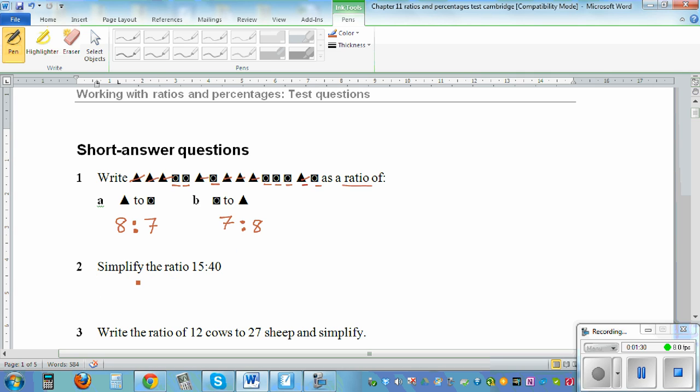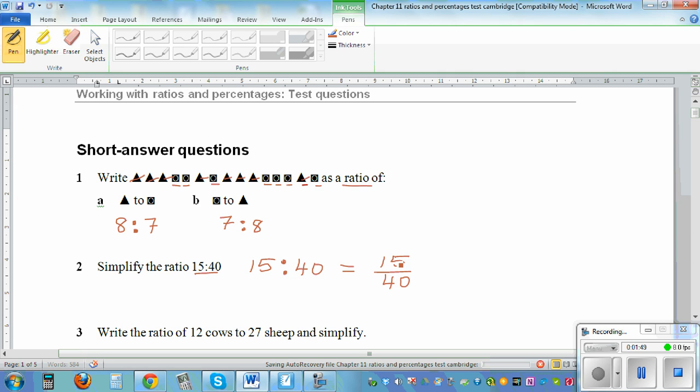Okay, so the next type of question that you may have is simplify this ratio. So this is 15 is to 40. Now, a ratio can be written as a fraction. Okay, so this is same as writing 15 out of 40. So I would like to do without a calculator.